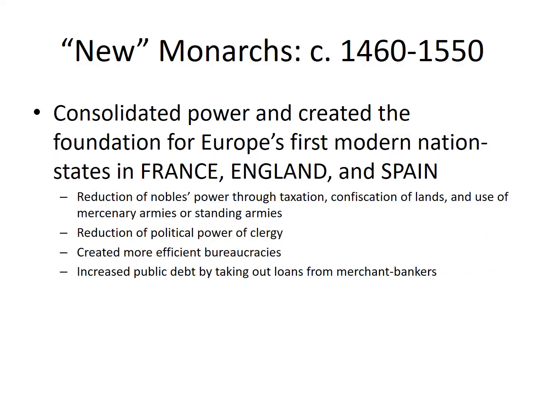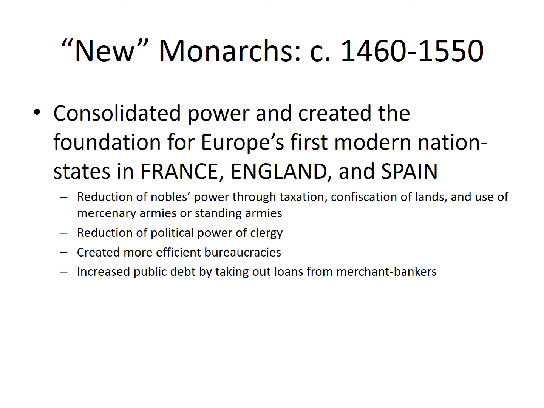New monarchs was another theme that we talked about in period one. As we know, the new monarchs, roughly 1460 to 1550, they were the first phase moving monarchs towards absolute power, breaking the back of the feudal traditions that had been in place during the Middle Ages. New monarchs will consolidate their power and create the foundation for Europe's first modern nation states in places like France, England, and Spain.